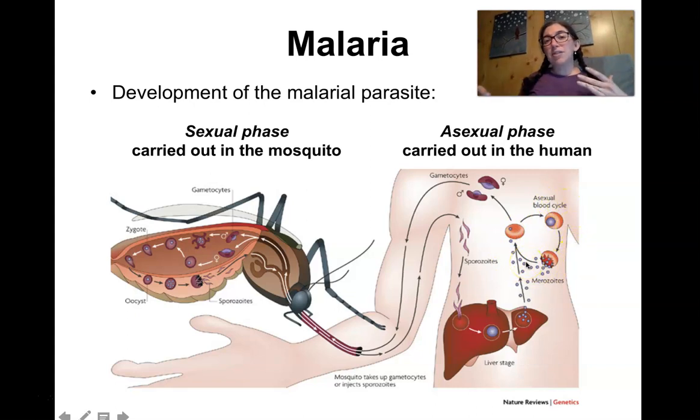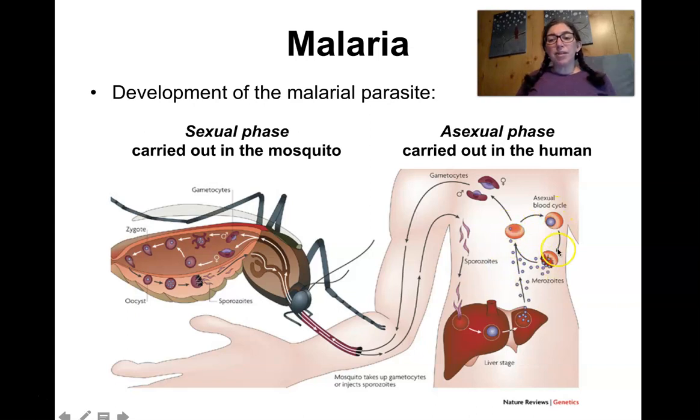So we're going to see that one of the symptoms of malaria, the key feature of malaria, is these recurrent fevers. So like every 48 hours you have a fever. And those fevers coincide with the rupturing of the red blood cells.